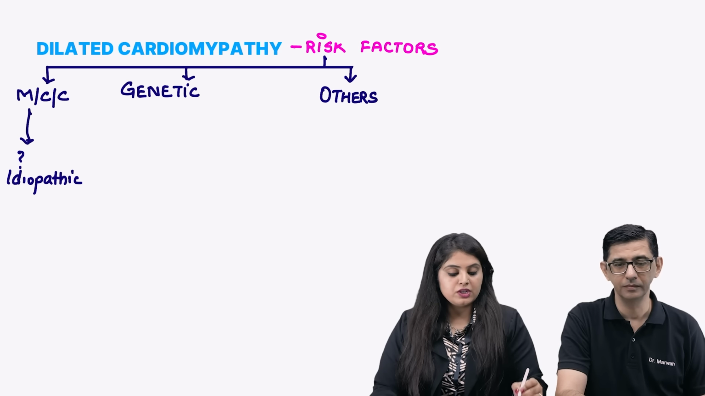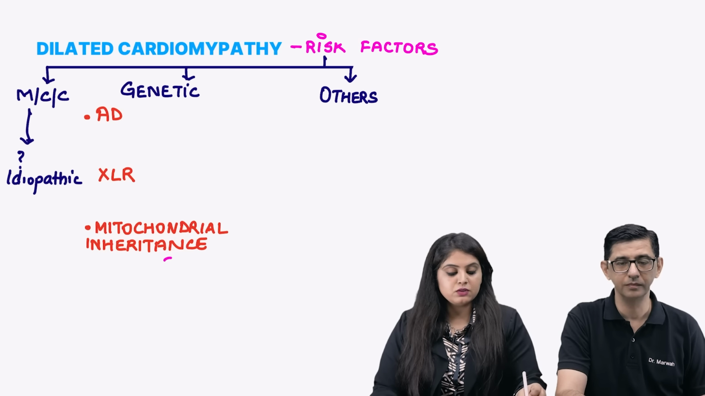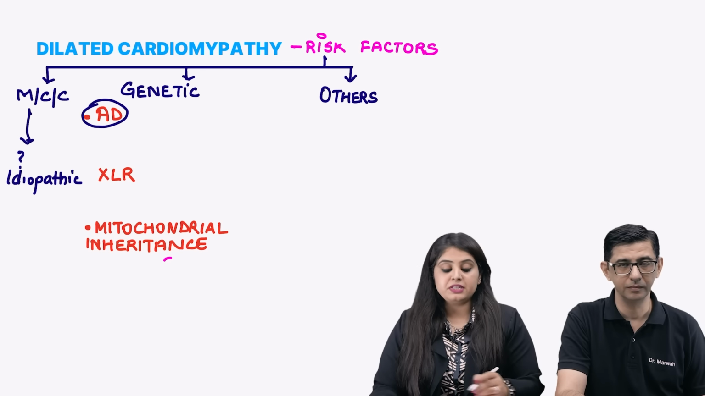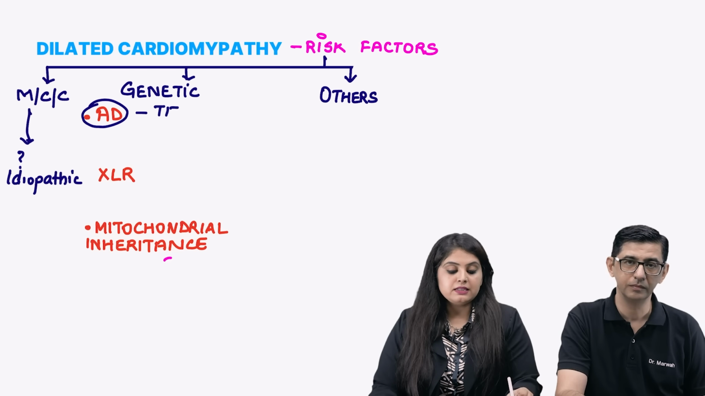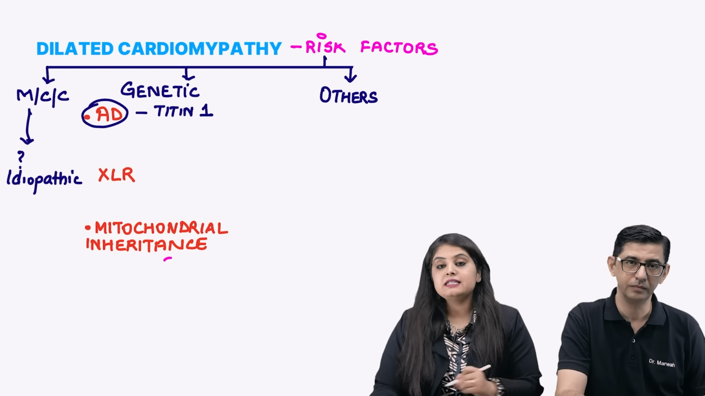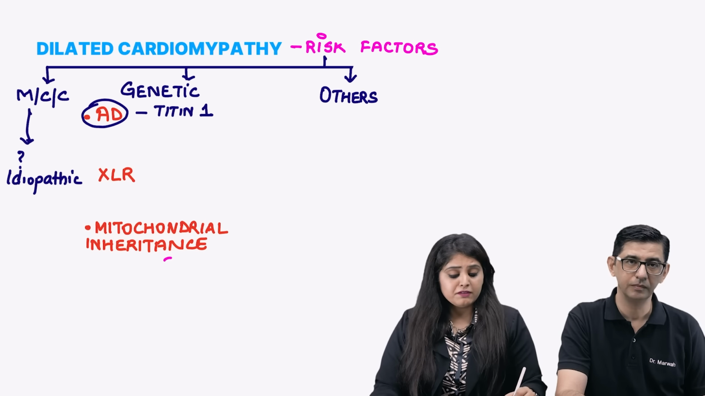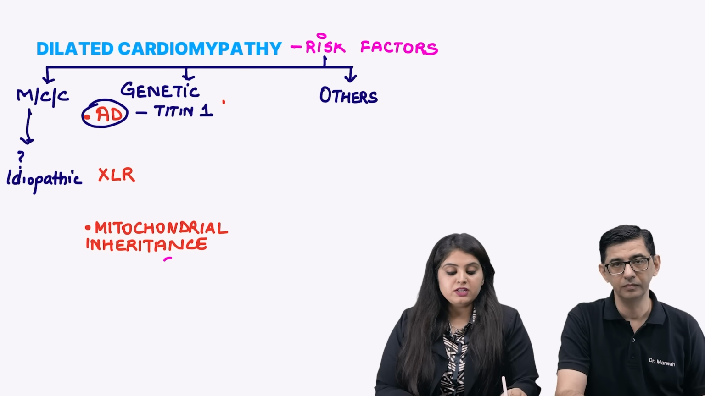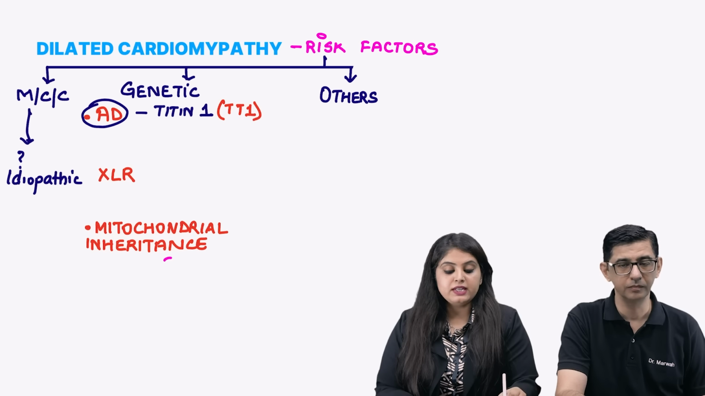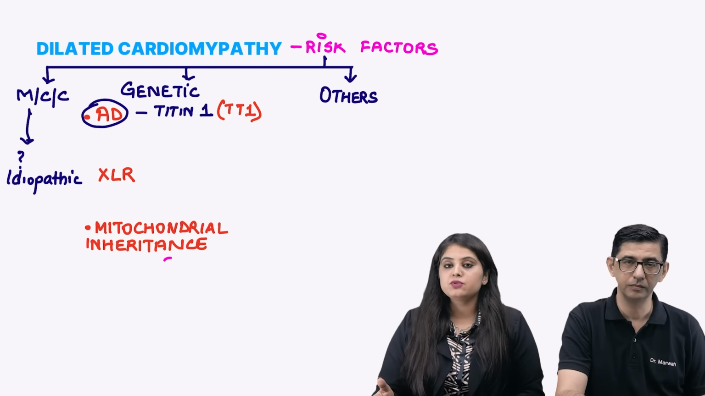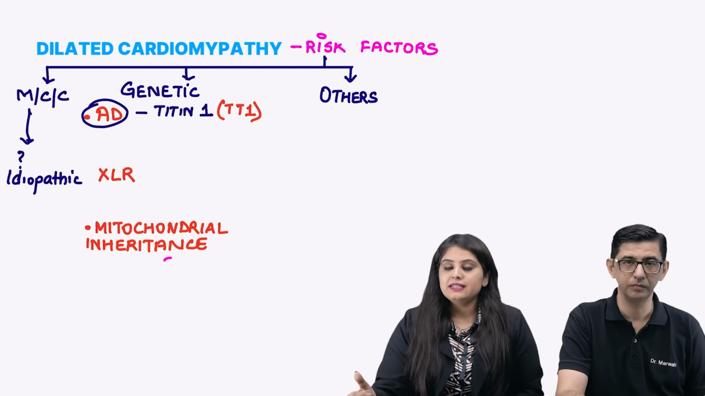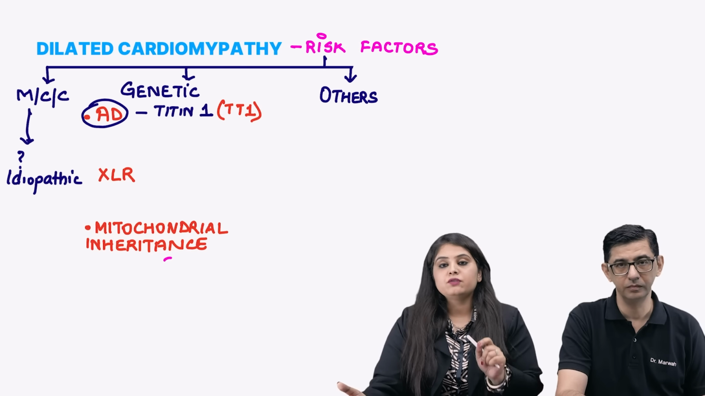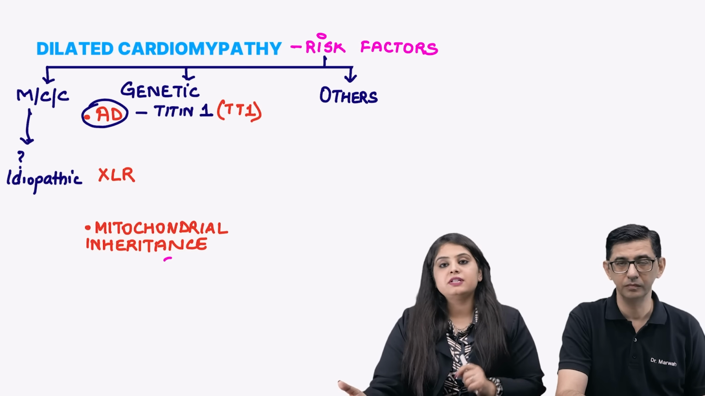So let us start with the genetic point over here. The first one that you have is autosomal dominant. Autosomal dominant inheritance means that whenever there is a titin-1 gene mutation. For those who don't know, in biochem and in medicine, you study that the titin-1 gene or TTN1 gene encodes for a protein called titin protein, which is the largest protein that we have in our body. So a mutation in that can obviously result in DCM.